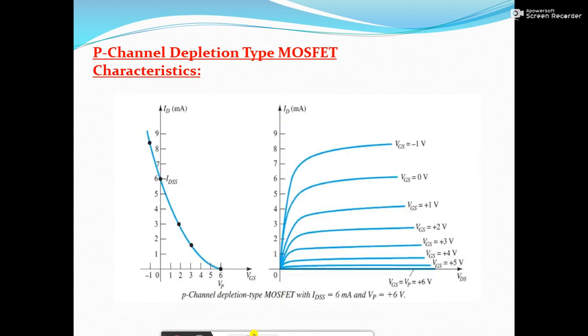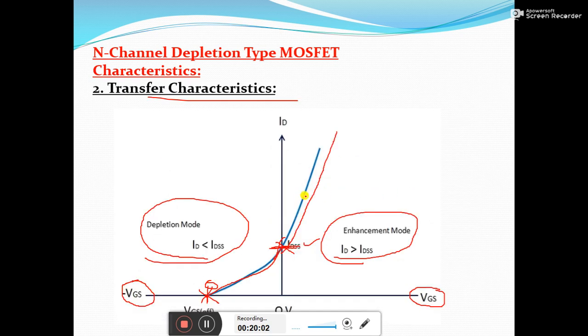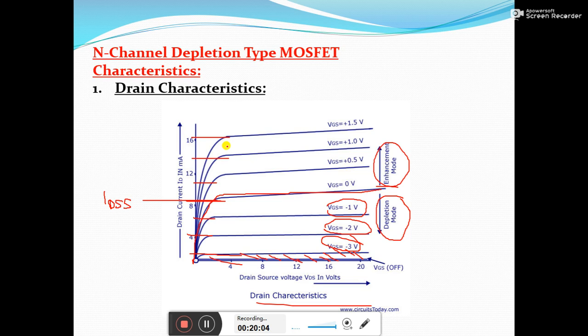Now the same characteristics, the drain and the transfer characteristics of P channel. So here the only difference is, you can see here the drain characteristics. Here, to operate the MOSFET in enhancement mode, the gate was made positive with respect to source, means VGS is positive, or to operate it in depletion mode, the VGS is negative voltage, but it is reverse here.